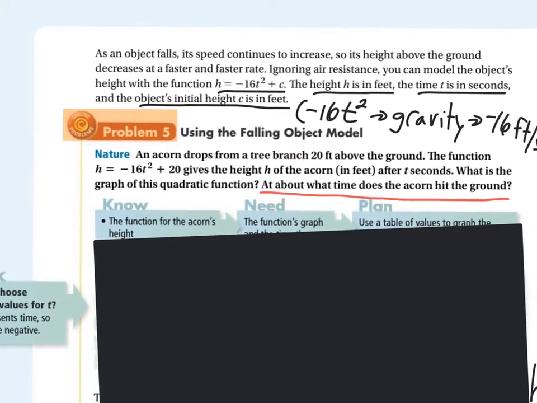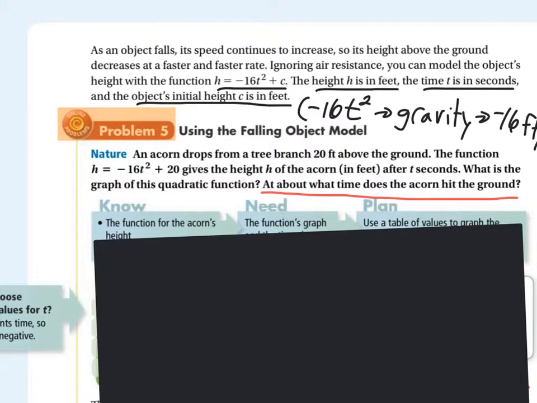So if we look at problem 5, right above that, they talk about an equation that we're going to be using on some of the problems here. H equals negative 16t squared plus c. So in this equation, H is the height in feet, t is the time in seconds, and c is the object's initial height in feet.